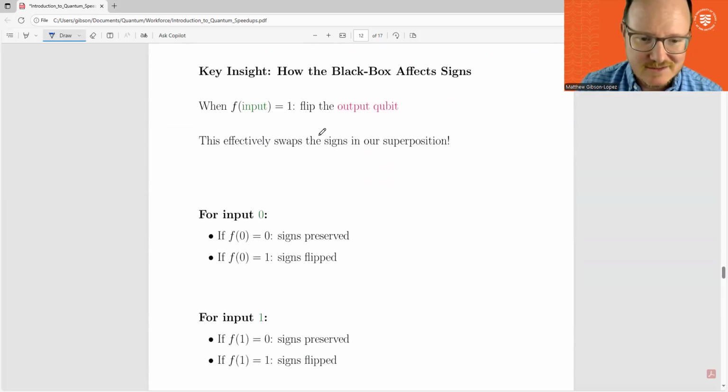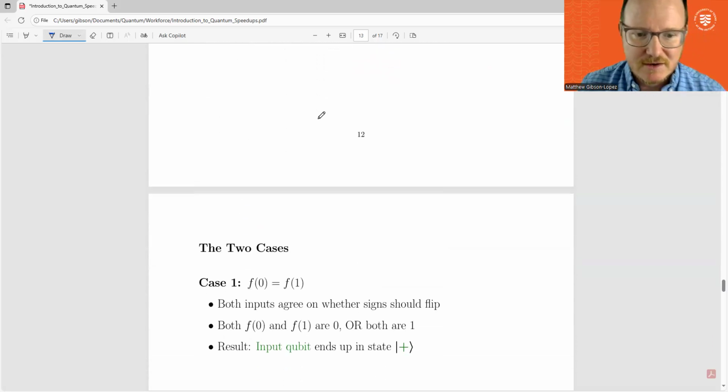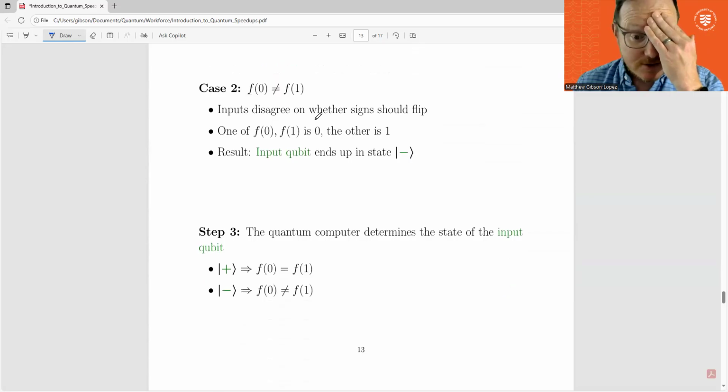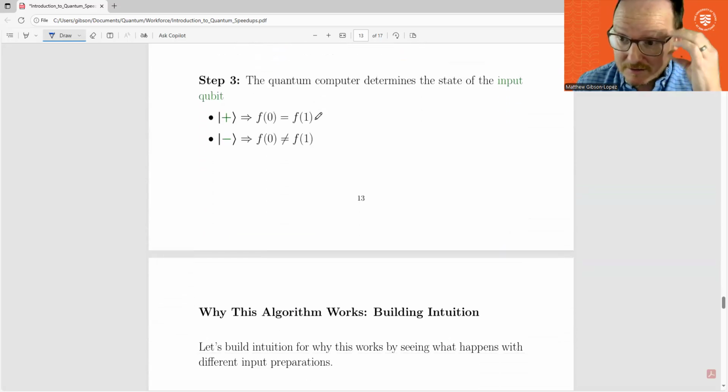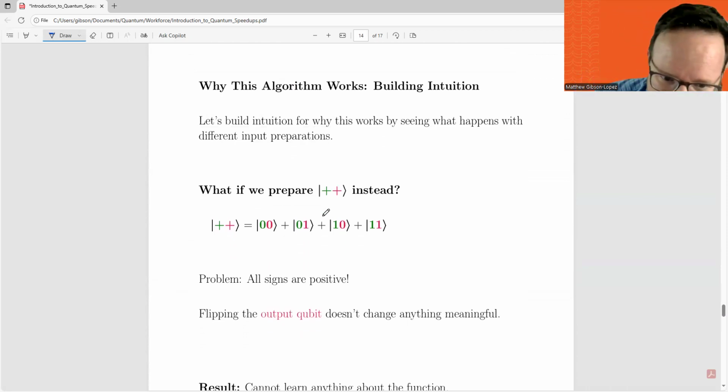This slide says what I've already said. And this slide also says what I've said. So I'm going to go through this. What if we prepare plus plus? This is what I want to talk about now. What if we prepare the state plus plus?